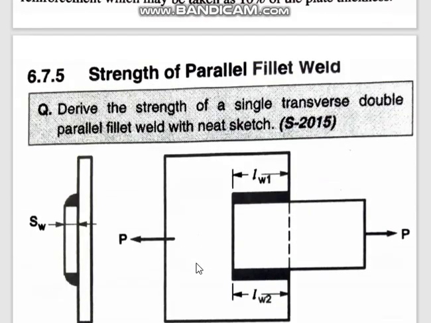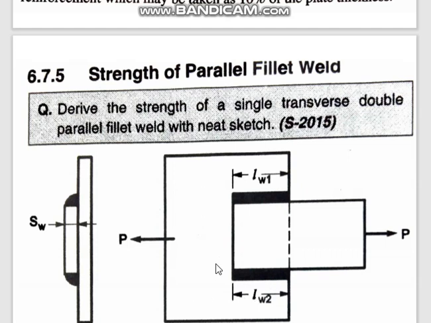Now let us come to parallel fillet weld. Transverse means we welded here and here underneath, but parallel fillet weld means we are welding here. Why is it parallel? Because the load direction and the welding direction are parallel.